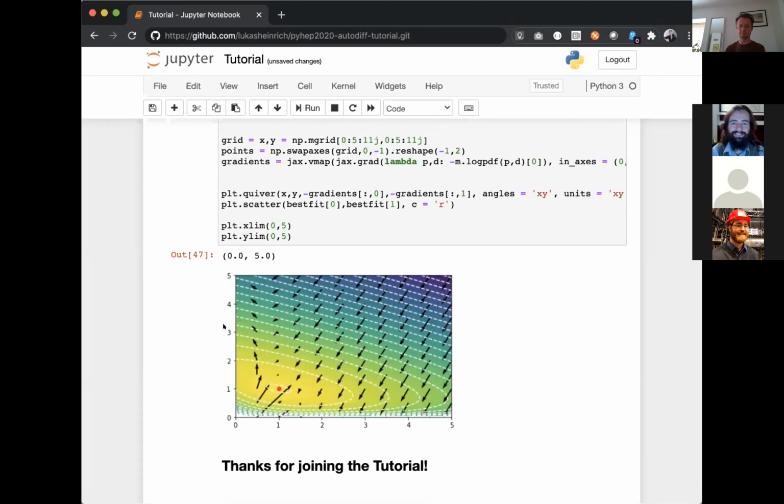If you plot the full contour here with the gradients on top, you can see that the gradients are all exact. They all point in the right direction. Having access to these super exact gradients makes the fit go orders of magnitude faster than if you use something like Minuit, which in the standard configuration would use finite differences. Okay, but I'll leave this for Nathan to go through.